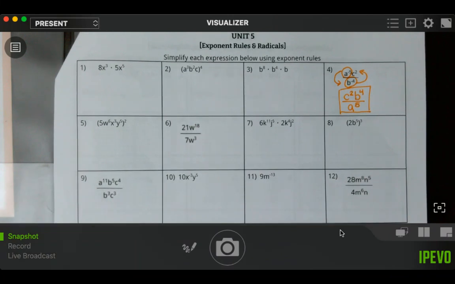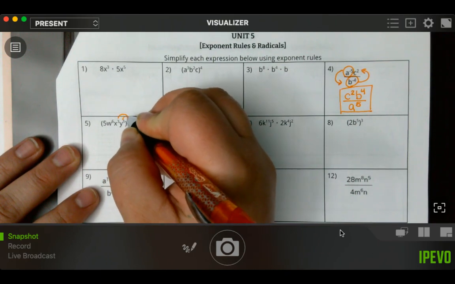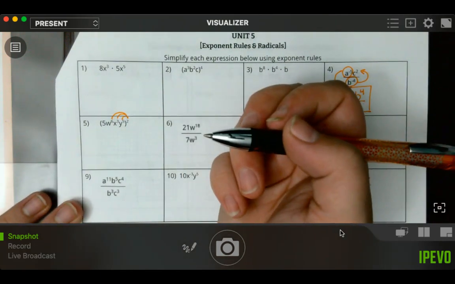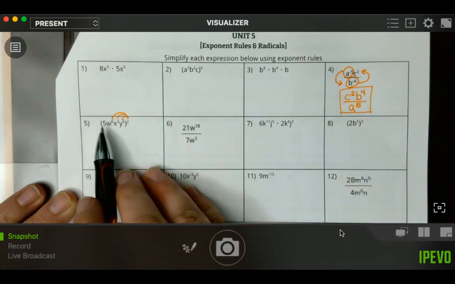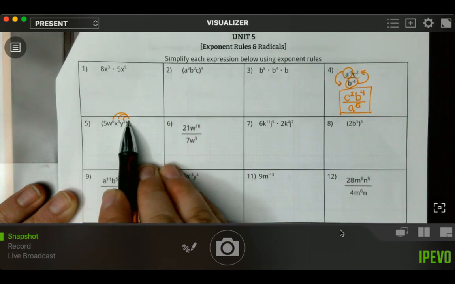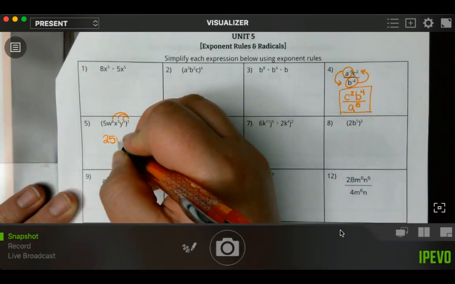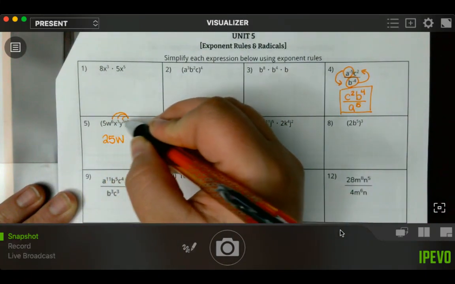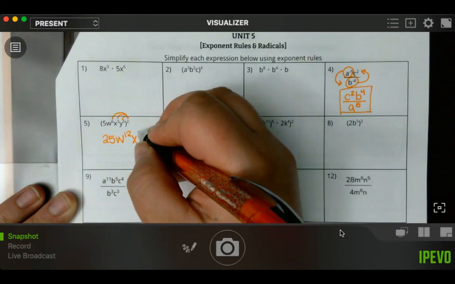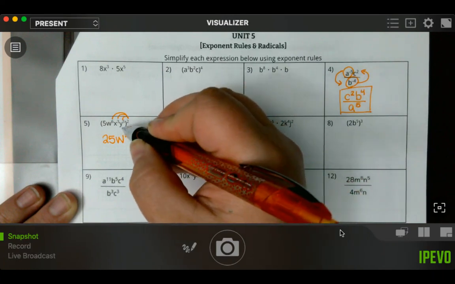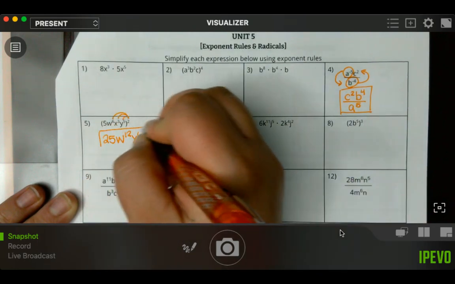On number 5, you'll see some parentheses. This works just like regular distribution, where you multiply all of those exponents by 2. The only one that doesn't get multiplied is this 5. It's a regular number. For the 5, you're doing 5 squared, or 5 times 5, which is 25. Then I'm going to have my w, but now its exponent is 6 times 2, which is 12. And my x, its exponent is 3 times 2, which is 6. And lastly, my y, its exponent is 5 times 2, which is 10. And that's it.